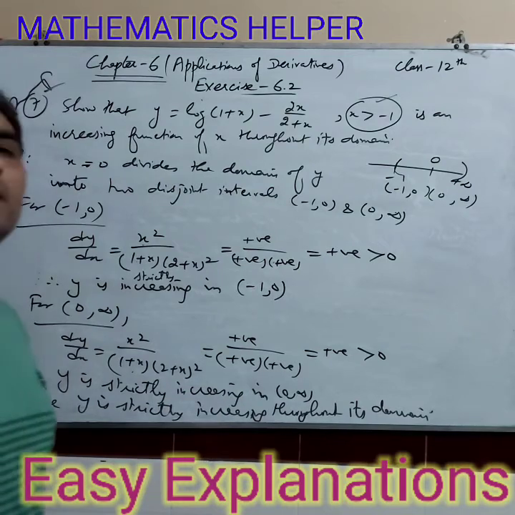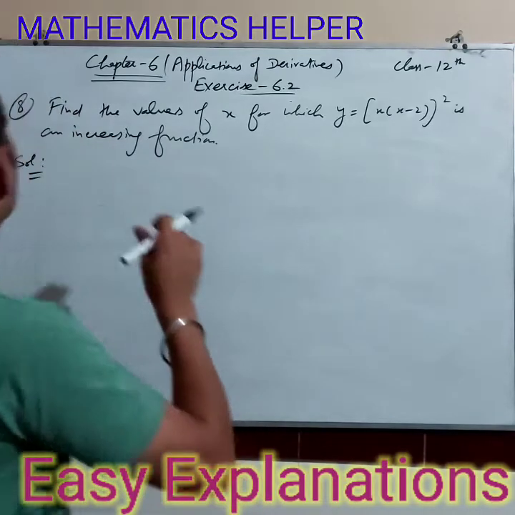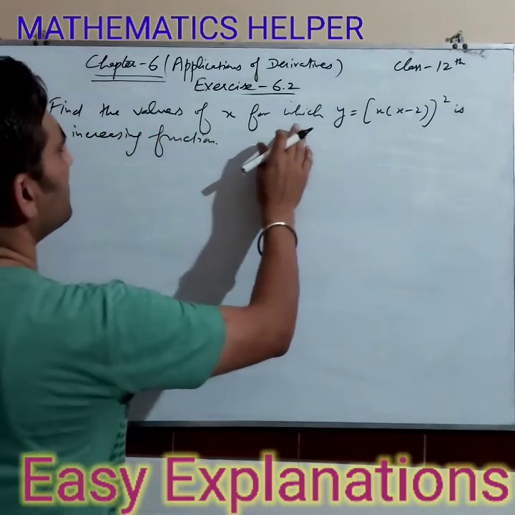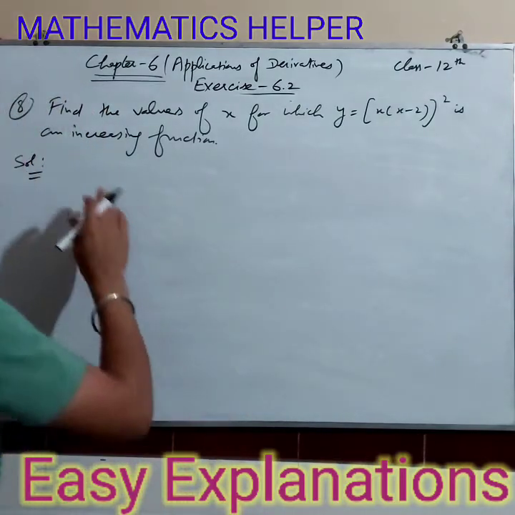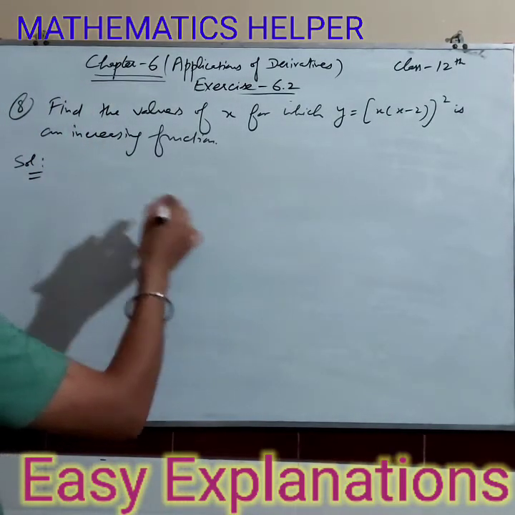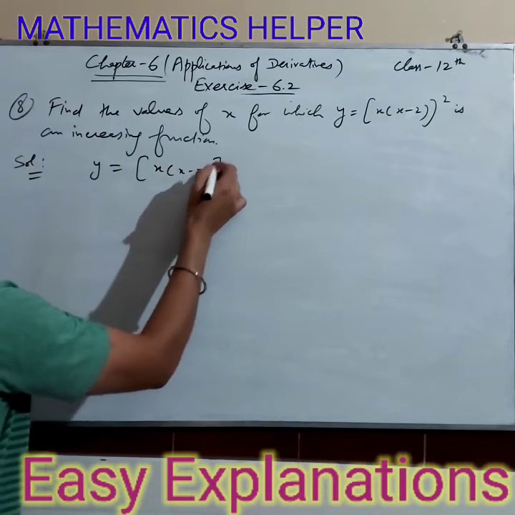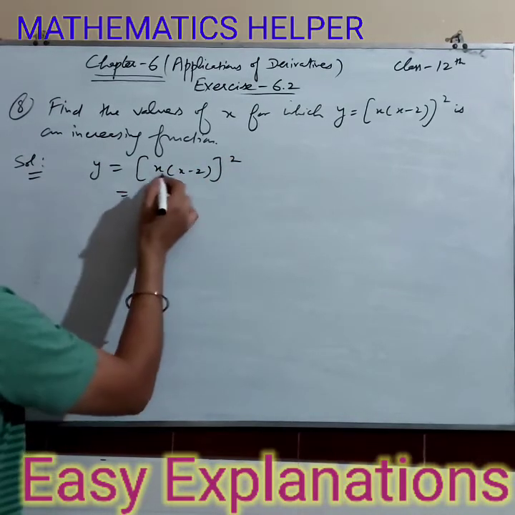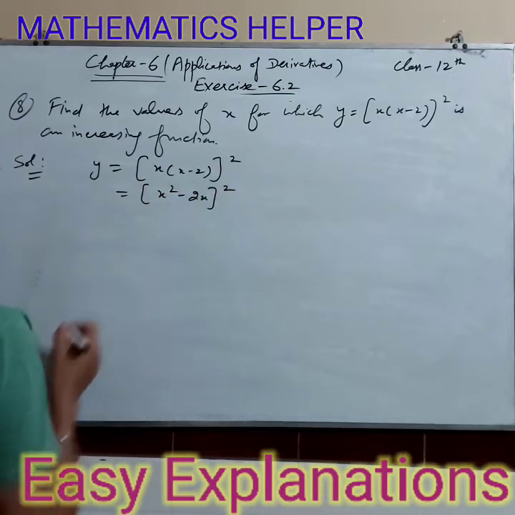Now see next what is given in question number 8. Here is question number 8. Find the values of x for which y equal to x into (x minus 2) whole square is an increasing function. The work is same again. So y is x into (x minus 2) whole square. First of all, multiply inside, it will give x square minus 2x raised to power 2 outside.